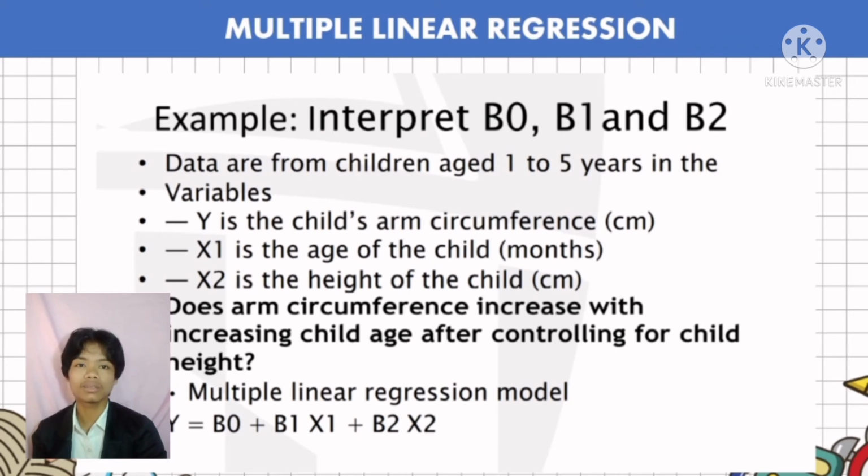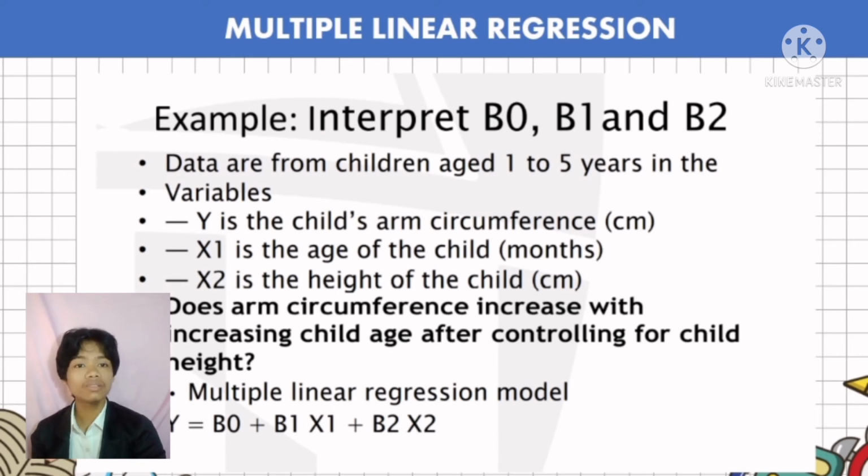Another example of a multiple linear regression equation: interpret beta sub 0, beta sub 1, and beta sub 2, given that the data are from children aged 1 to 5 years. The variables are: y is the child's arm circumference in centimeters, x sub 1 is the age of the child in months, and x sub 2 is the height of the child in centimeters.